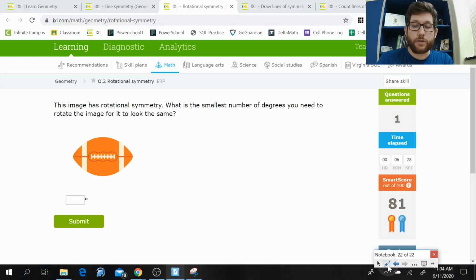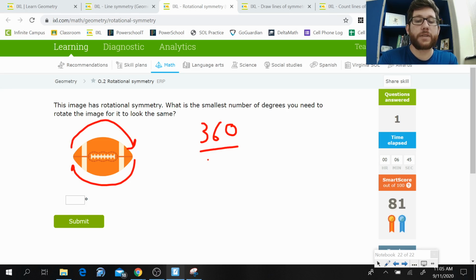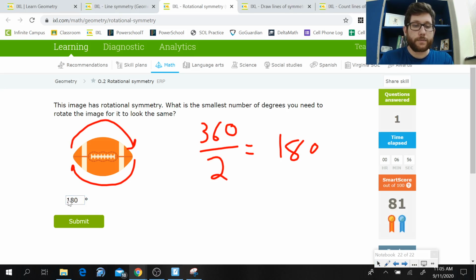So here's what I would encourage you to do. This one's pretty easy. It looks like 180. It is 180. But I would figure out how many times you can rotate it in 360 degrees. I can rotate this once, twice, right? So if I have 360 degrees in a full circle, the number of times I can rotate it will tell me the degrees of rotation. So my degrees of rotation here are 180. So let's try that and then look at another example.